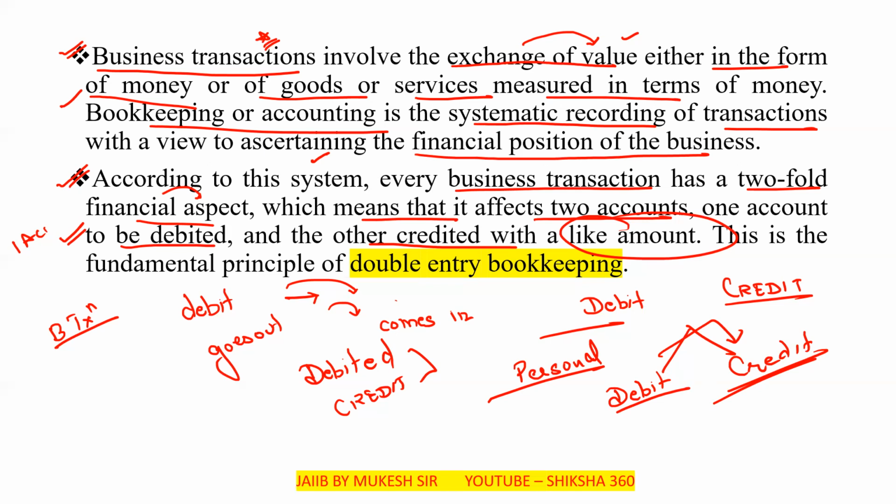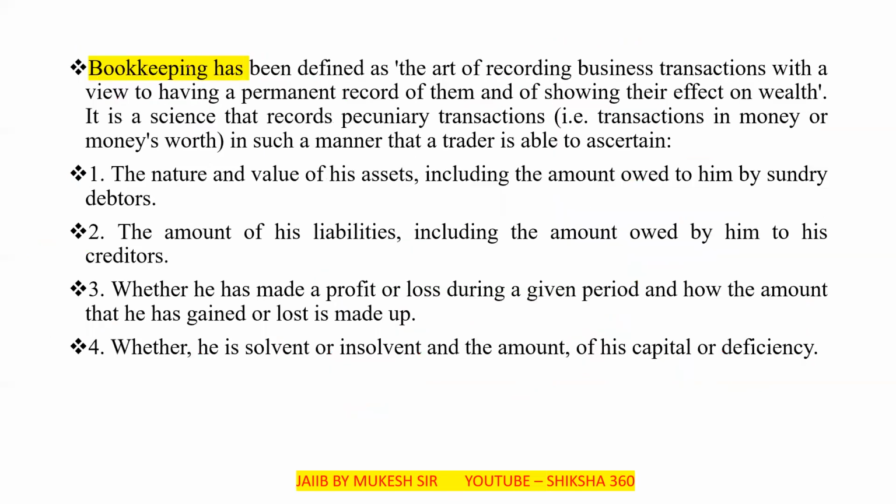Now let us discuss the next point. What is bookkeeping? Bookkeeping has been defined as the art of recording business transactions with a view to having a permanent record of them and of showing their effect on wealth. So it is like a science that records pecuniary transactions.